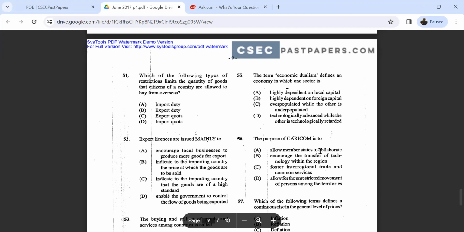All right, which of the following types of restrictions limits the quantity of goods that citizens of a country are allowed to buy from overseas? A, B, C, or D? I think it's D. D, right? D. Correct.